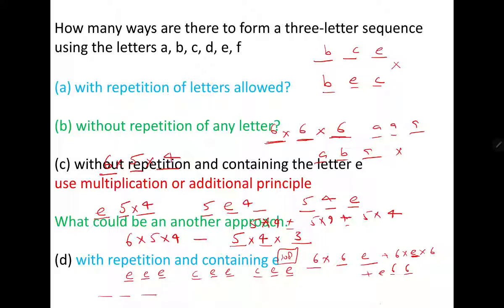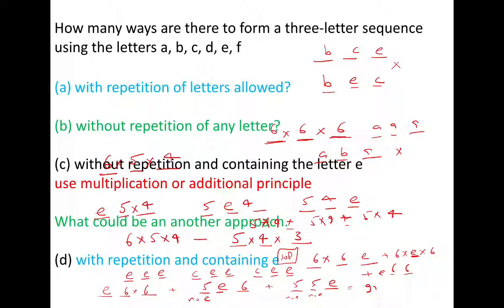To avoid the repetition, in the first case I put E here and repetition is allowed, therefore 6 cross 6 possibilities are there. In the second case, when E is in the middle, I say I don't want E at the first position to avoid the repetition. So here there are 6 possibilities, but here there are 5. And in the last case, when E is here, I don't want E at the first 2 positions, and therefore 5 cross 5 possibilities are there. In total 91 different ways would be there.